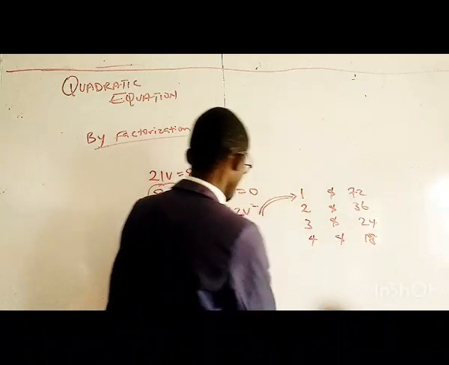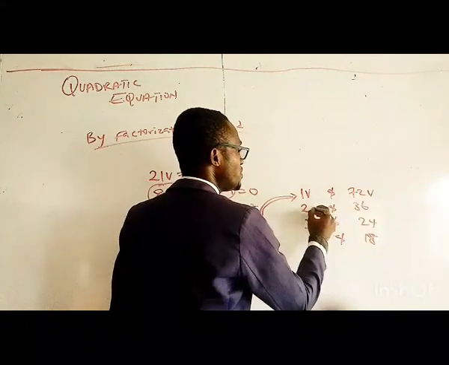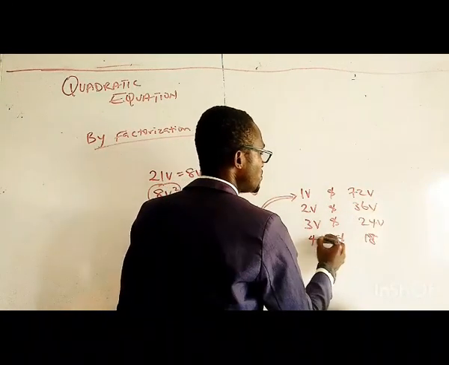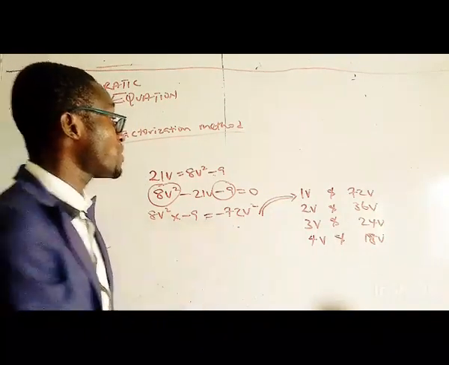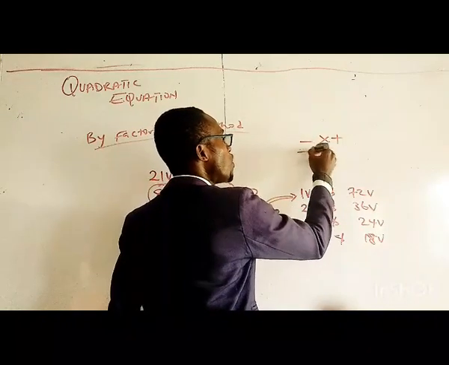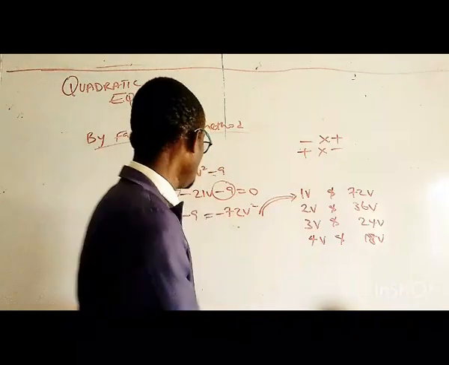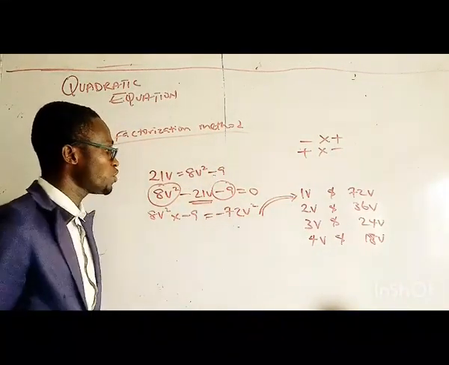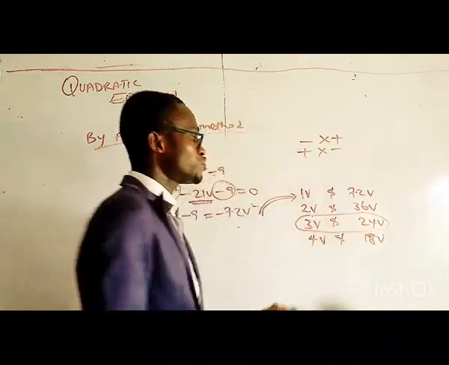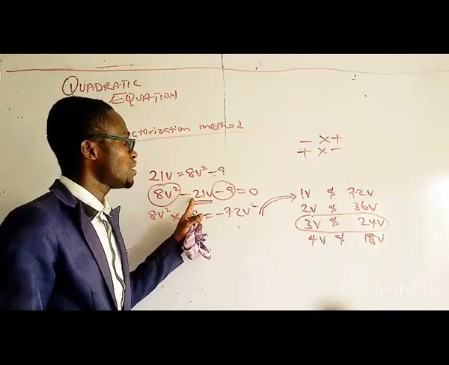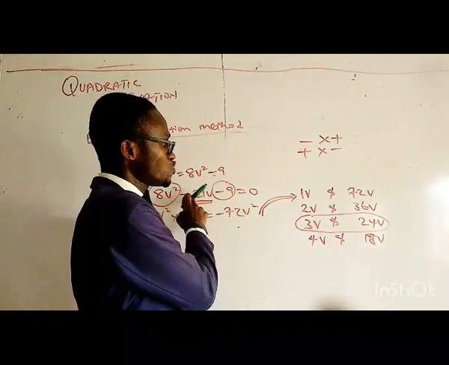Now if you look at this, what are the factors of v squared? v and v. Now the next one is the factors of minus. The factors of minus is either minus times plus or plus times minus. Now we're going to look at which combination of these signs is going to give us minus 21v. If you look at this, 3v and 24v are closer to minus 21v. So it's just by placing the signs right.